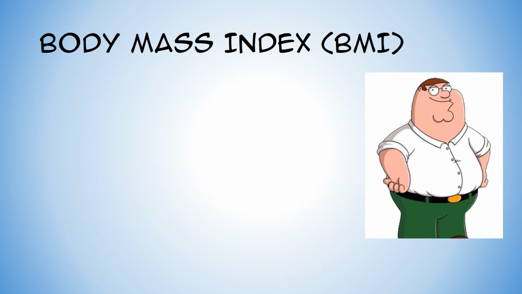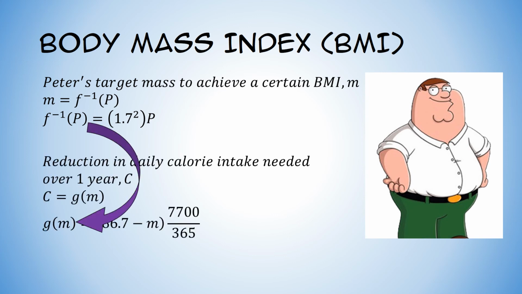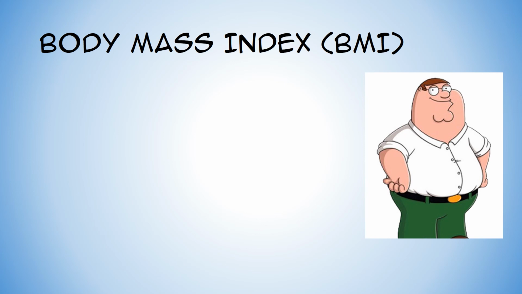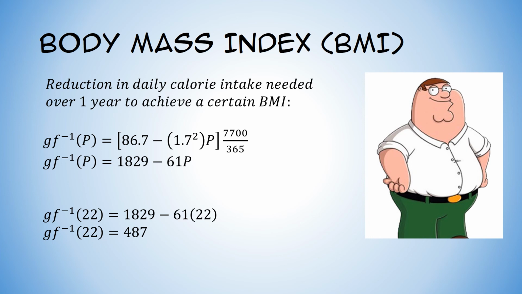One possible approach is to calculate Peter's ideal mass based on his target BMI by taking the f-inverse function. Then, we can use this as our input to the function g, which tells us how much he needs to reduce his daily intake by in order to lose m kilos. Putting both of these together in the function g f-inverse of p, we can get a function which calculates the number of calories Peter has to reduce daily in order to achieve any BMI p. So we can input p equals 22 to get the answer that Peter needs to reduce his daily intake by 487 calories over the course of a year.